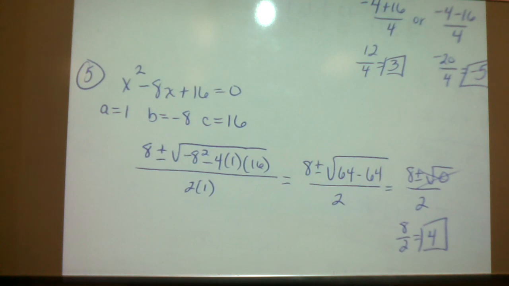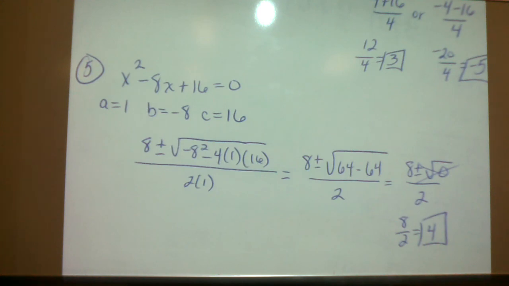And if we think of that visually, what our graph looks like, if I were to graph this, there would be one solution, and that point's going to be right on the x-axis at 4. And that is solving equations by using the quadratic formula.